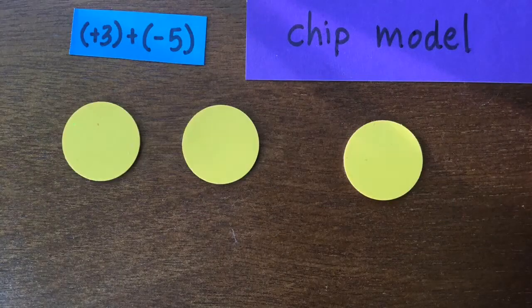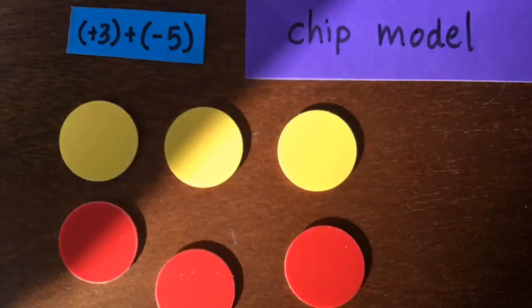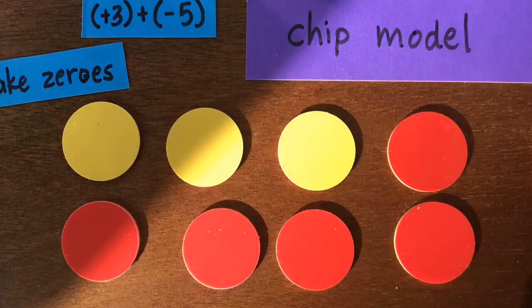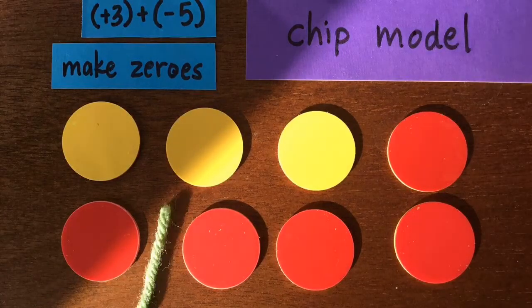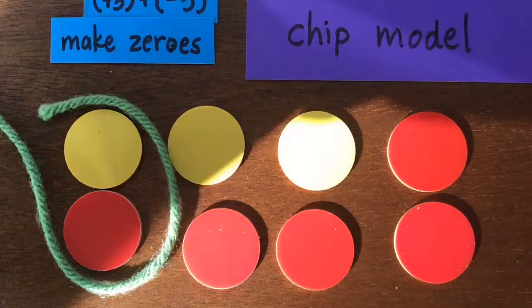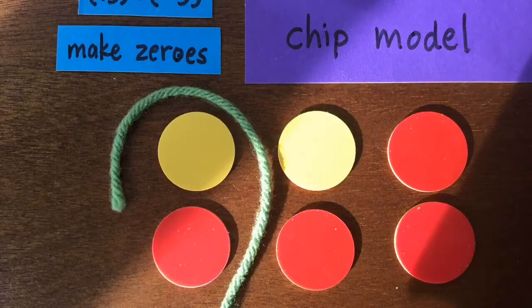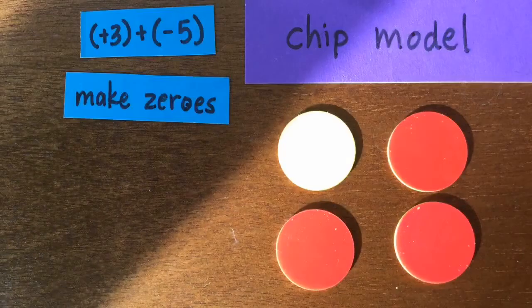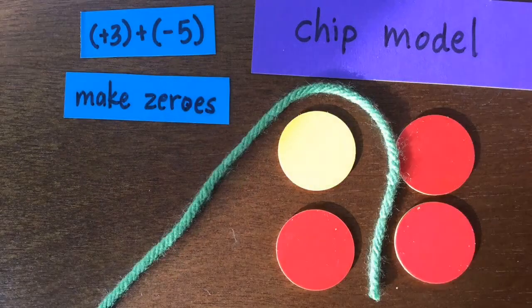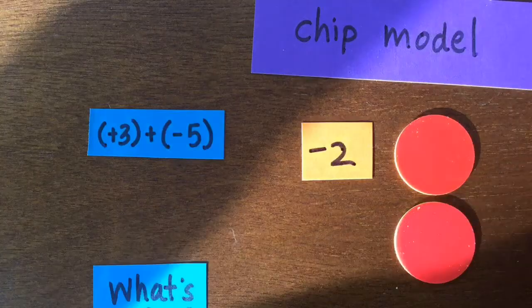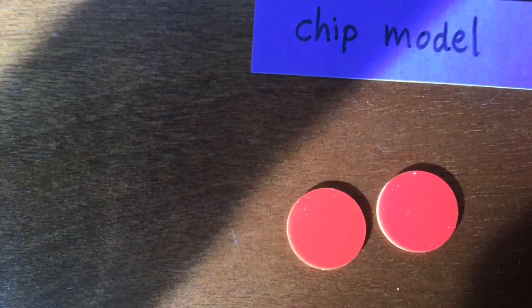If we wanted to add positive 3 and negative 5, we would have 3 positive chips, 3 yellows, and 5 negative chips, 5 reds. We're going to make zeros, remove 1 red and 1 yellow to make 0. There's another 0 gone, and another 0 gone. What's left? Negative 2. That's the answer. Whatever's left is your answer.